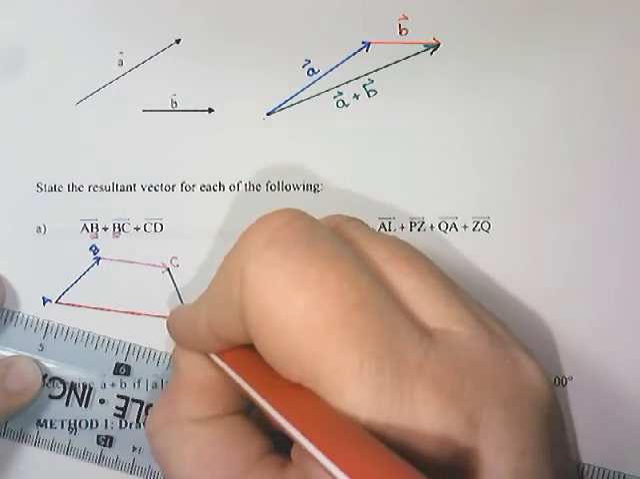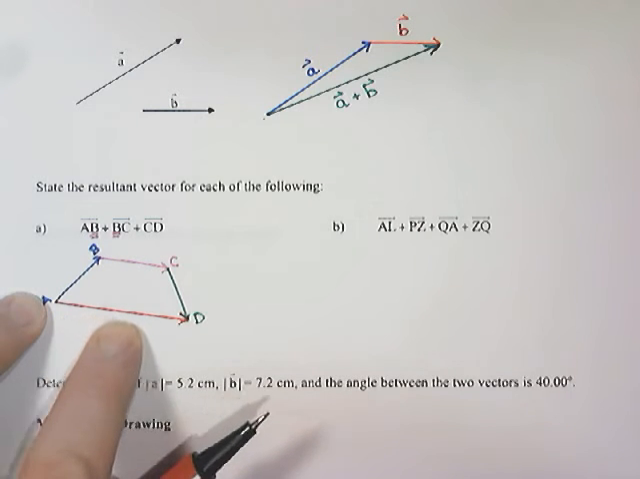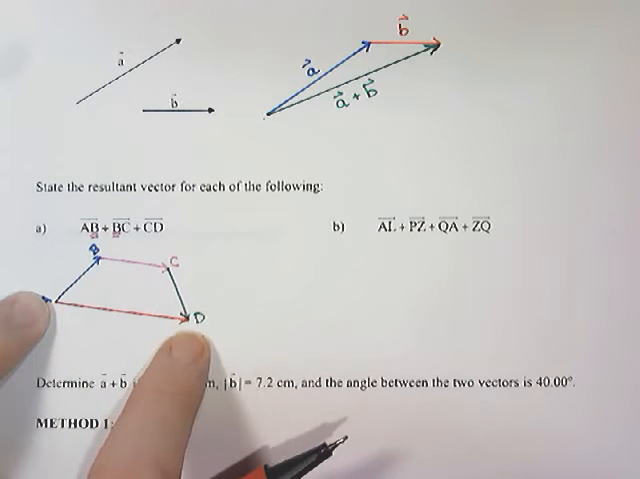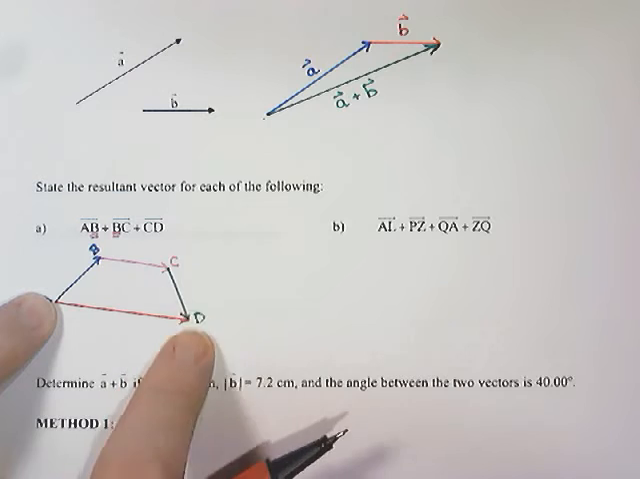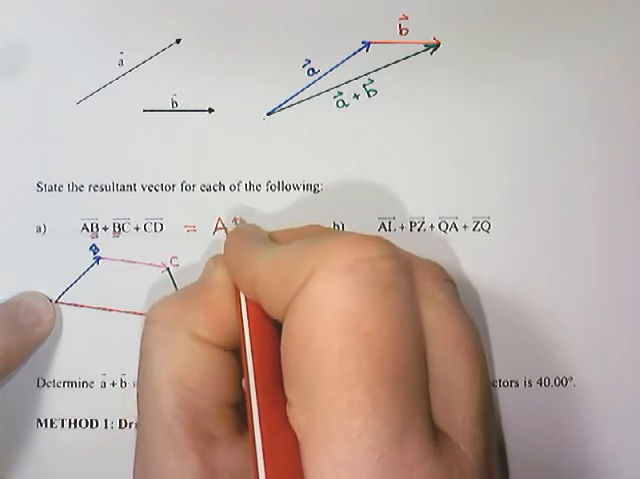So AB plus BC plus CD is the resultant vector AD. We started at A, we ended at D. So this is just going to equal the vector AD.